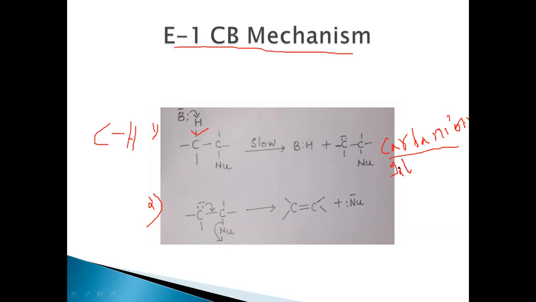So carbanions are stabilized by electron withdrawing groups here. There it was electron releasing groups, and now here it is electron withdrawing groups that stabilize the carbanion. Now in the second step, this carbanion loses the leaving group, that is, the C-Nu bond breakage occurs in the second step, resulting in the formation of an alkene. So this is the difference between the E1 and E1CB mechanisms.